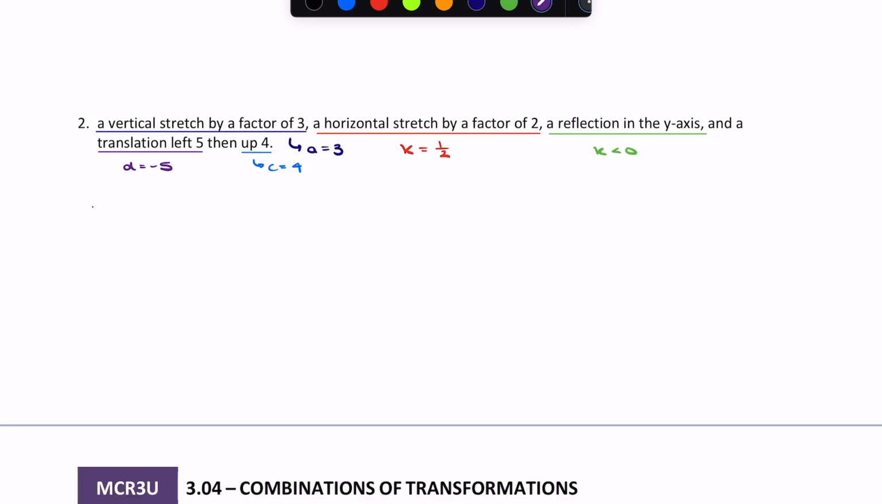So here we write our transformations in. So y is equal to 3 f of negative 1 over 2 x plus 5 plus. And here again, remember that our k value is written factored out when we're given it in these values.